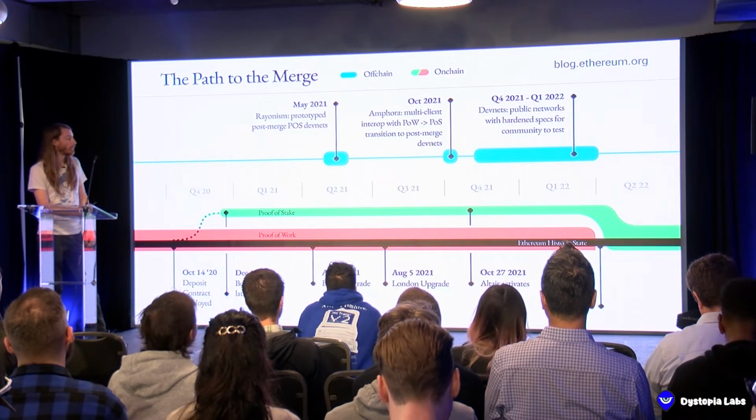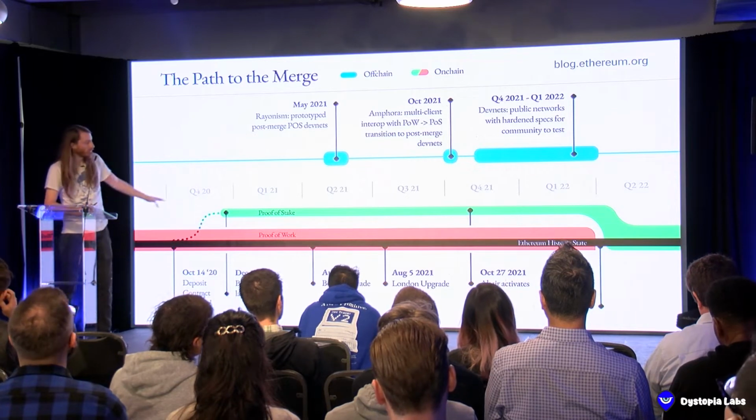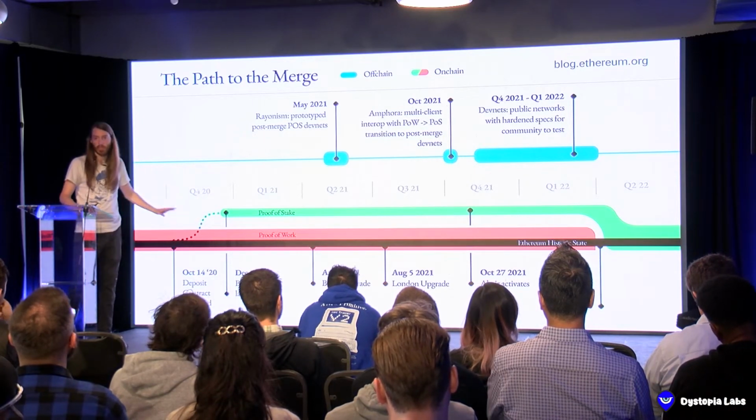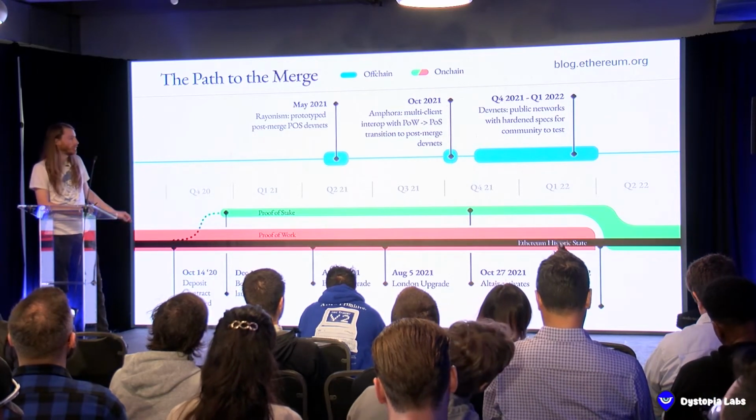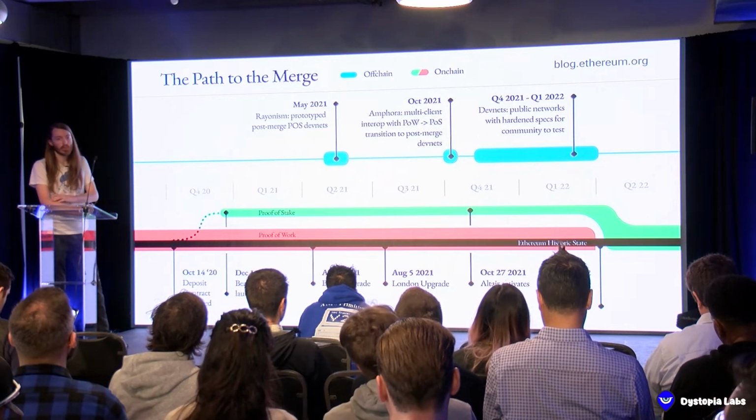And when that happened, we have still the proof of work Ethereum mainnet, the Ethereum that everyone uses, with the proof of stake beacon chain running alongside.